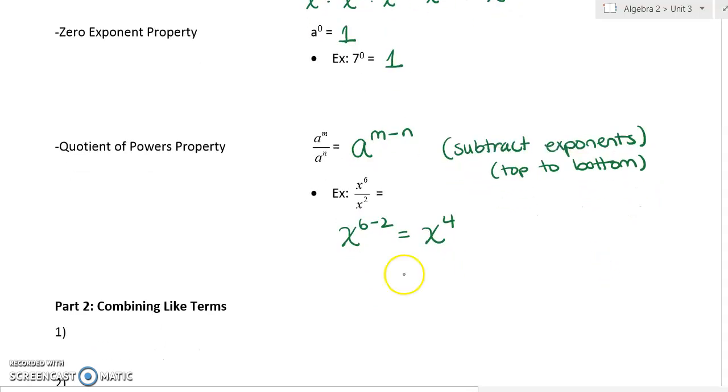Here's how I would prove that to you. X to the 6th is x times x times x times x times x times x, divided by x squared, which is 2 x's underneath. Well, if I have an x on top and an x on the bottom, I can technically get rid of them. I could do the same thing with the other x's, leaving me with just x to the 4th power, which is the answer. So I'm trying to prove to you where these expressions are coming from. All right, so let's start combining some of these ideas.